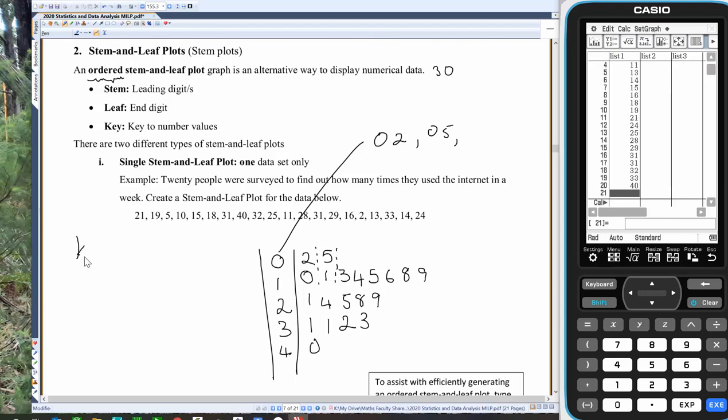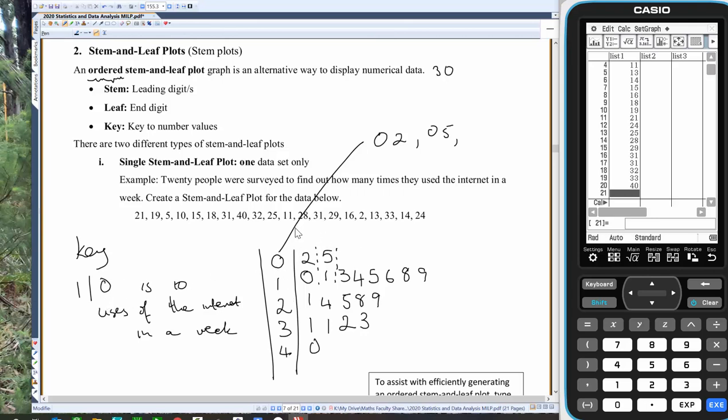We need to write a key, okay? And this explains what each of these things represent. So you can choose any way to form the key. So I can sort of choose 1, 0 is 10 uses of the internet in a week. All right, so that key is crucial to explain how to use the chart. Like when I stick them together, what does the result mean?